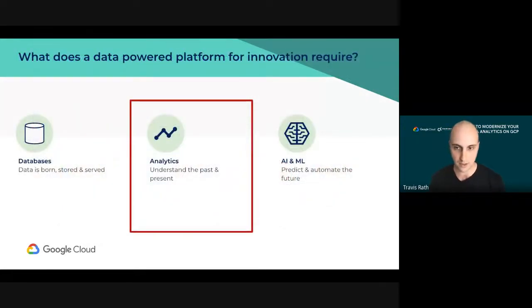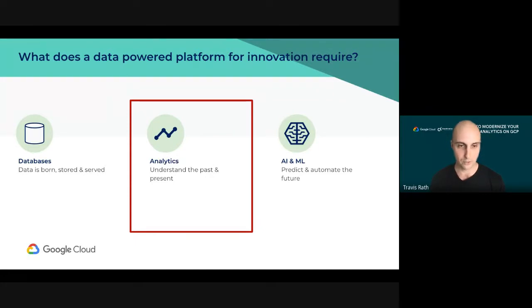So what does a data-powered platform for innovation look like? Well, there's 3 key areas. Firstly, databases, where data is born, stored, and served. Secondly, smart analytic solutions, such as data warehouses and data lakes, where you can understand the past and present. And finally, ML tooling, where you can move from historical and real-time analysis into predicting and automating the future.